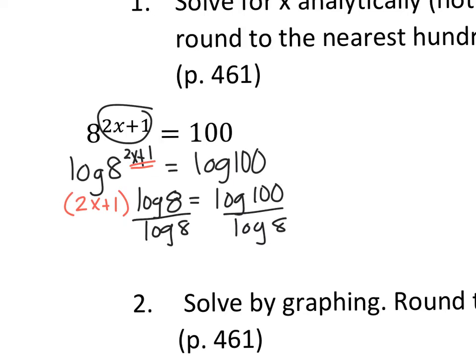And so to solve for x on the left hand side, I'm going to take log 100 divided by log 8, and then I'm going to subtract 1 because that's going to get rid of this positive 1, and then divide everything by 2. So I'm going to put that in my calculator. When you put it in your calculator, make sure that after log 100 you close the parentheses.